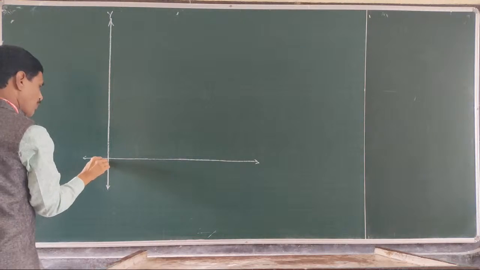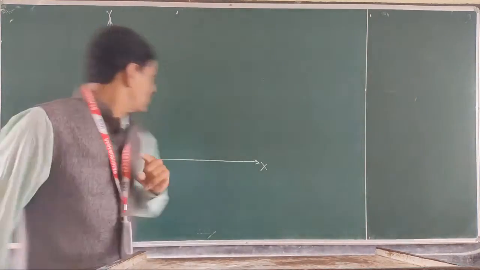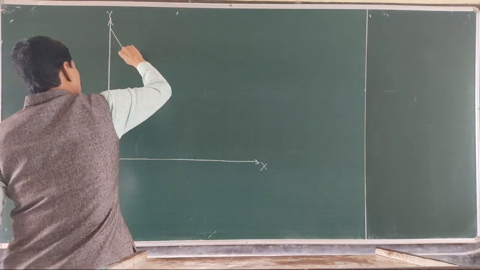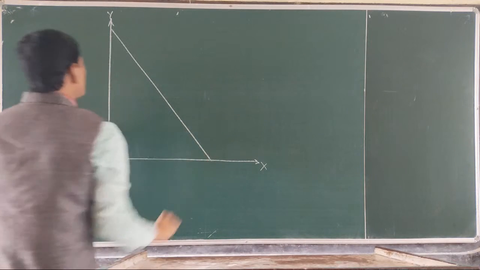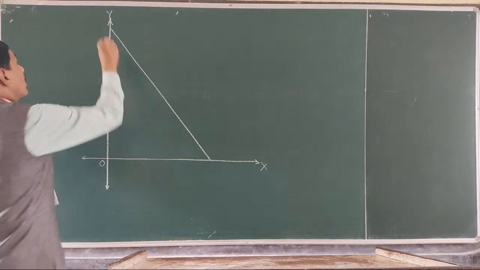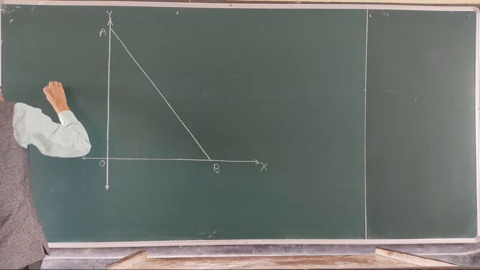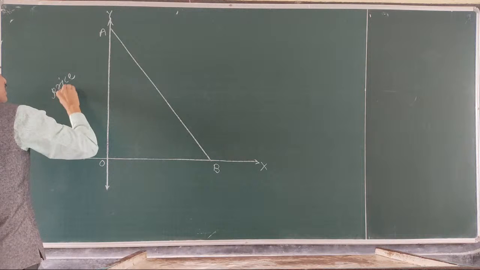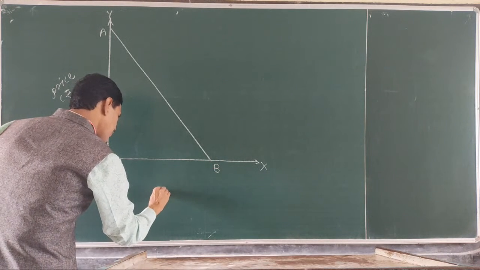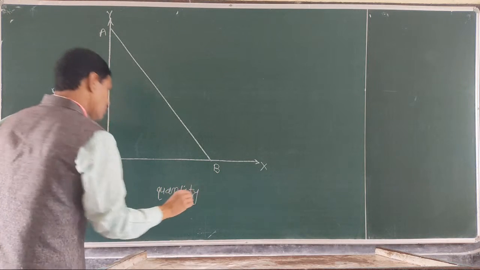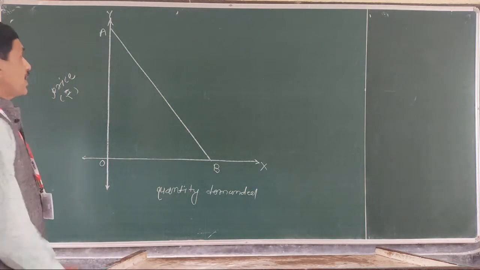Y, O, and X. This is the linear demand curve, and its name is AB. The y-axis indicates price in rupees, and the x-axis indicates quantity demanded.